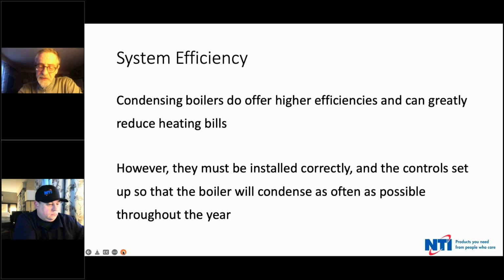And so the ideal system is going to utilize both. It's going to use the outdoor reset for the gross adjustment and the indoor feedback for the fine tuning.